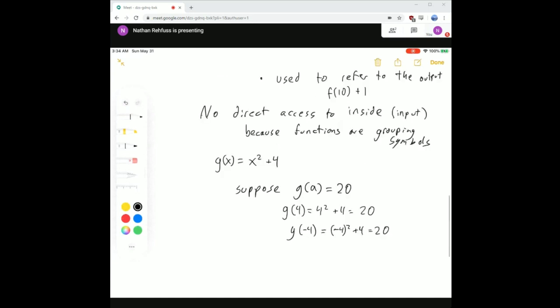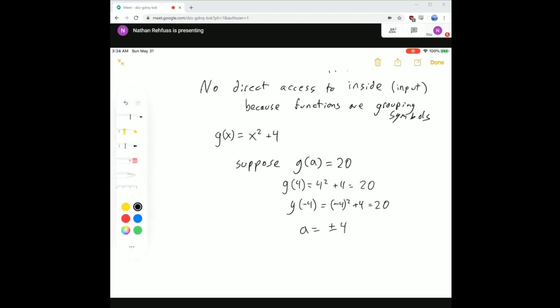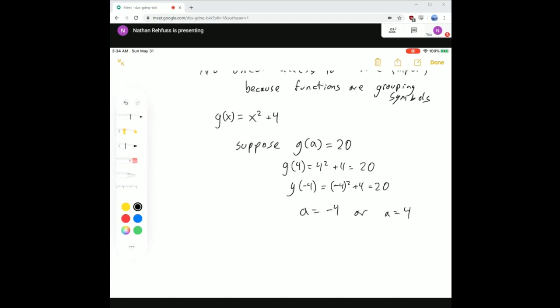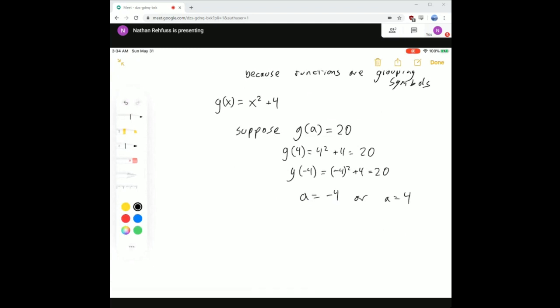So a equals plus or minus 4. I don't know which one it is. It could be either one. In fact, I'm going to write this not as plus or minus 4, but to be very clear, it means the same thing, but I want to be even more clear with notation. A equals negative 4 or a equals positive 4, and we don't know which. So it depends entirely on the function how much information you can get back. Here, I narrowed it down to 2 numbers. We could have a much worse situation.